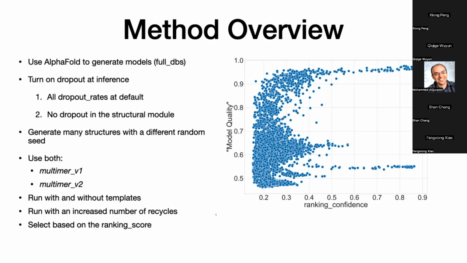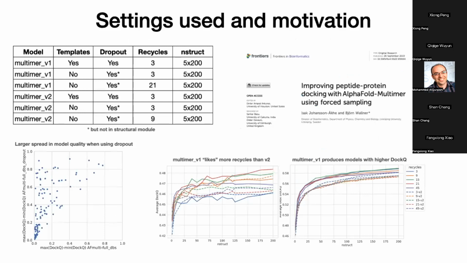So you would plot something like this, where of course we don't have the true quality, we just have the ranking score, but then we try to select a model here based on some criteria. So just to summarize here, I realized it was not very clear. I also went back and checked what I actually did, by looking at the actual scripts.